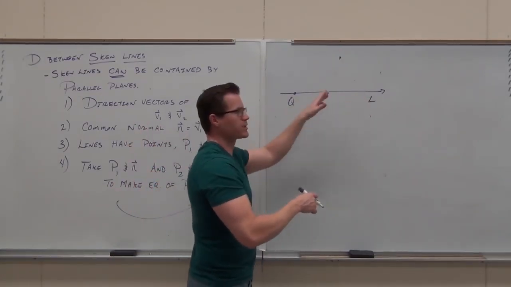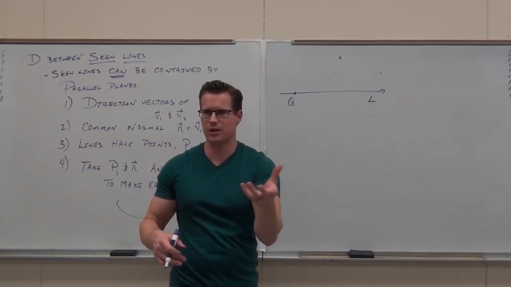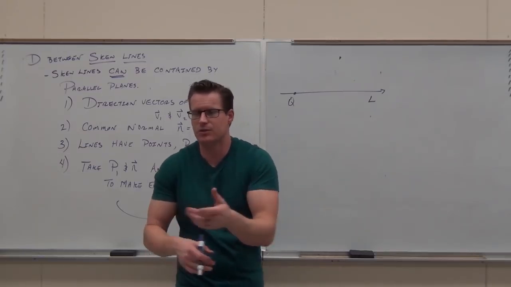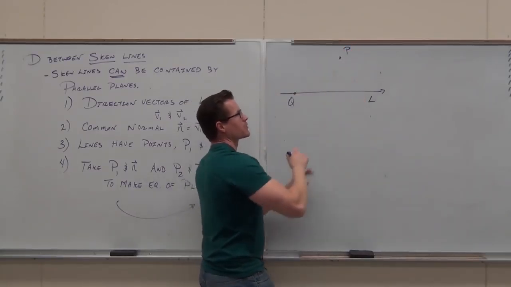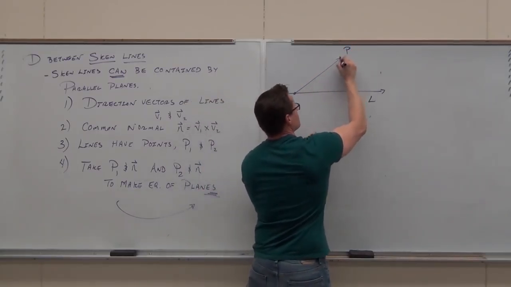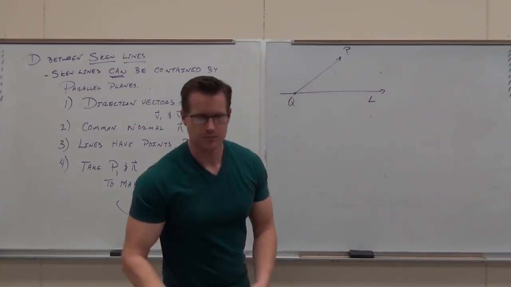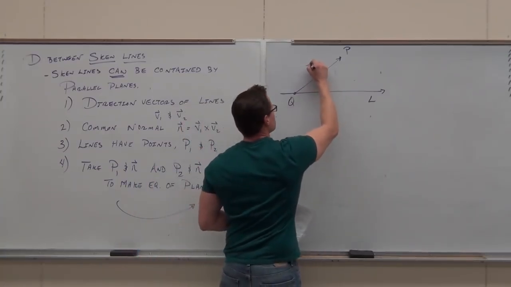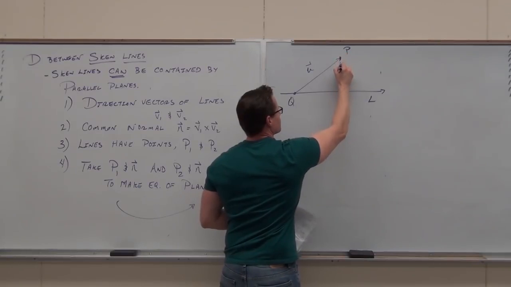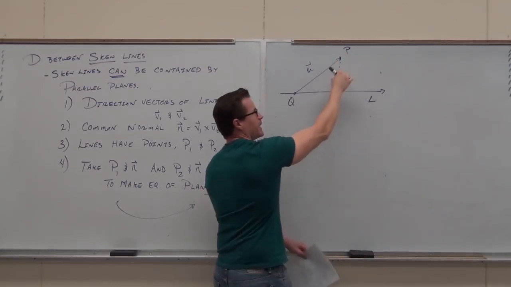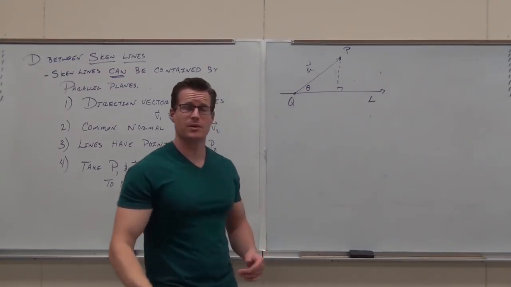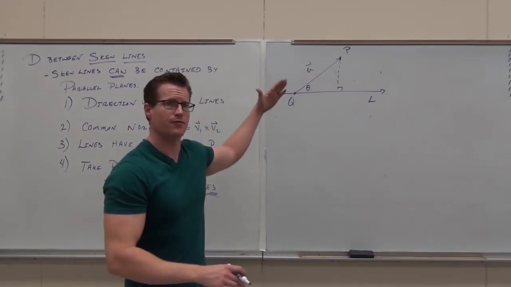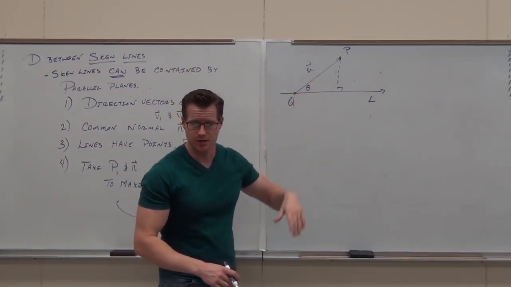So I need to put some point on the line, and the point's typically given on the equation of a line, right? It's given to you. And I have a point P out here in space off of the line. Create a vector from Q to P. Let's call that U. And I want to find this. Keep in mind there's going to be an angle between any vector off of the line and the vector of the line itself.